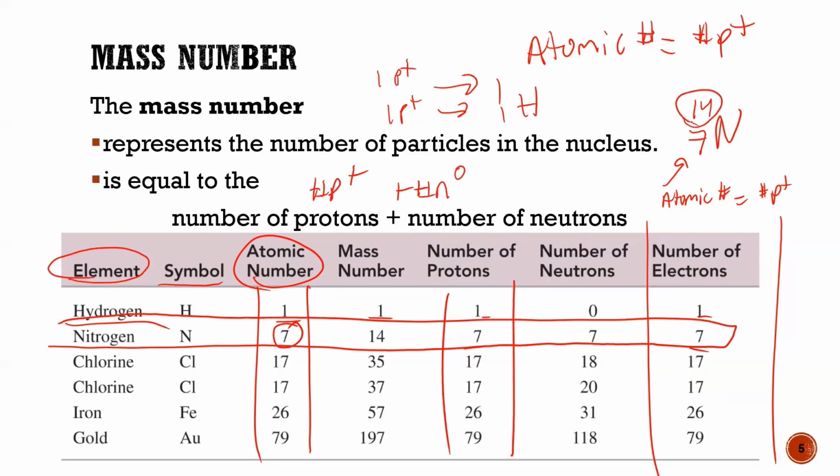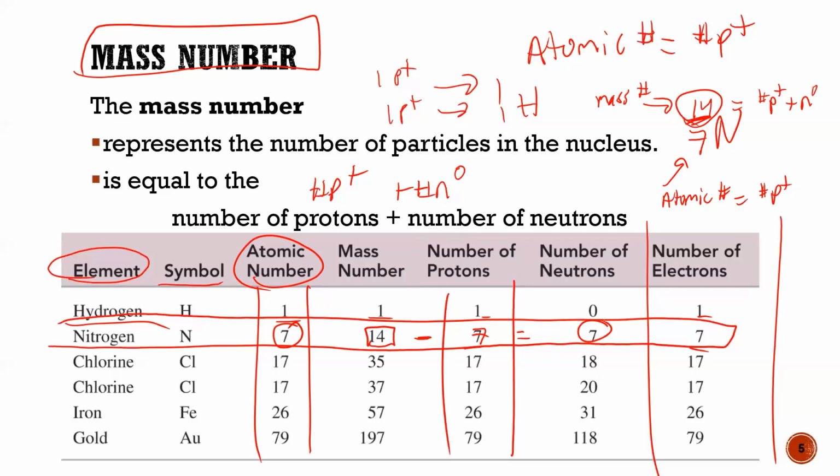Well, what does the bigger number mean? The bigger number, which we're going to call the mass number, is the number of protons plus the number of neutrons. So 14 is my mass number. That's the bigger number. What's 14 minus 7, which is the number of protons? 14 minus 7 is 7. So I have 7 neutrons. Let's do it with a different element.